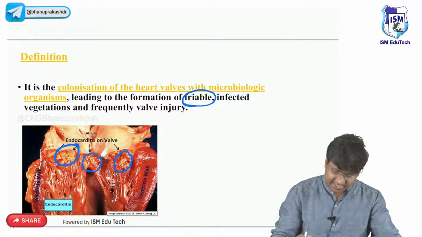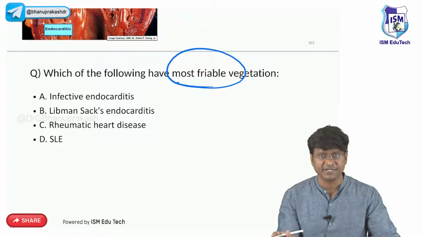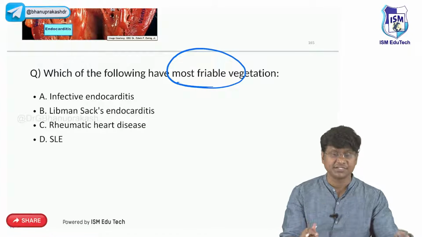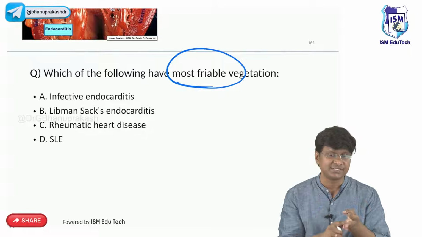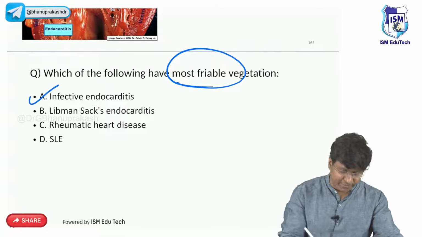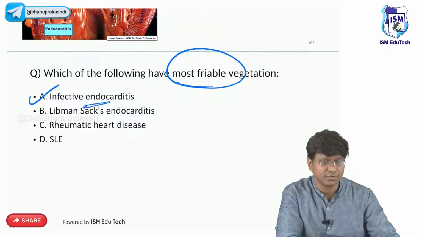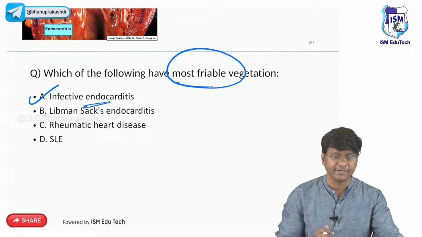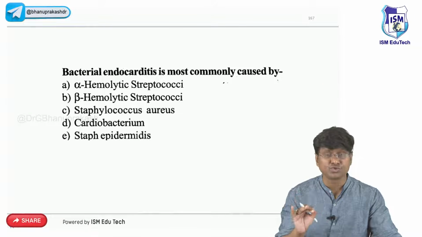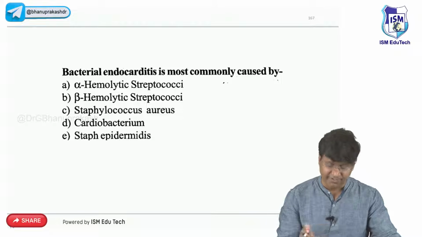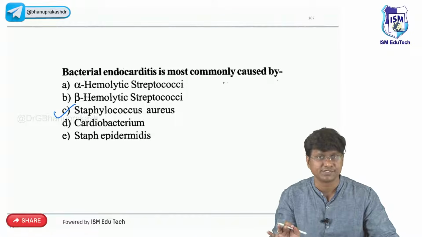And if the question is asked, see, these vegetations are not seen only in patients with infective endocarditis. You come across these vegetations in SLE, Libman-Sacks endocarditis, rheumatic endocarditis, as well as infective endocarditis. But the most friable, you come across in patients with infective endocarditis. Okay, most friable will be infective endocarditis. Next, you should know what is the most common organism that causes infective endocarditis. The most common organism is Staphylococcus aureus, right?